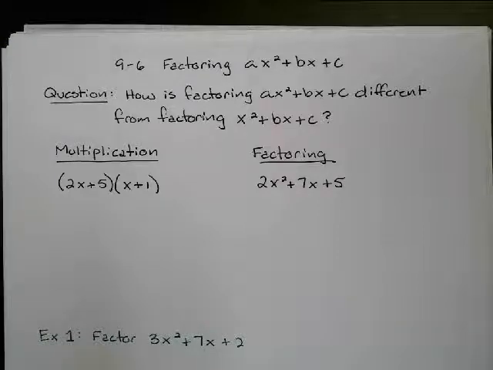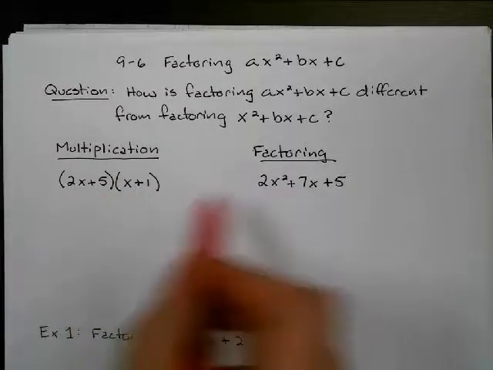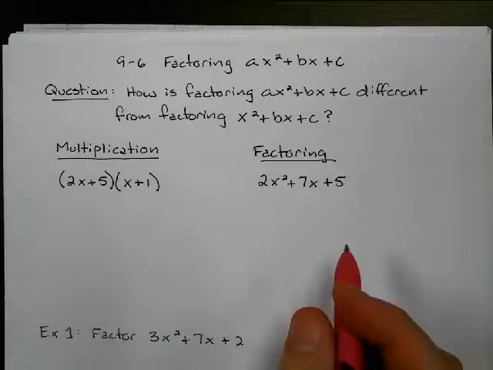The basics are still the same. We are undoing multiplication. So we're taking a trinomial and we're turning it into a multiplication problem. But having a number out front adds a little bit of a layer of difficulty to this. But let's remember where everything's coming from. So we're going to multiply this out, because remember, when we factor, we need to get back to this.